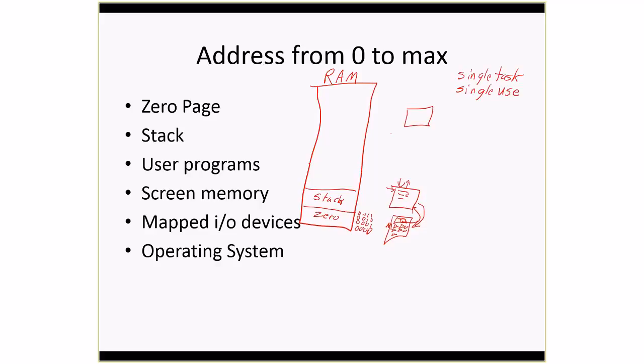We have user programs that are added. Anytime you run a program or download a picture or are running editing a picture or writing a document, all those things have to be in RAM in order for the CPU to get to it.